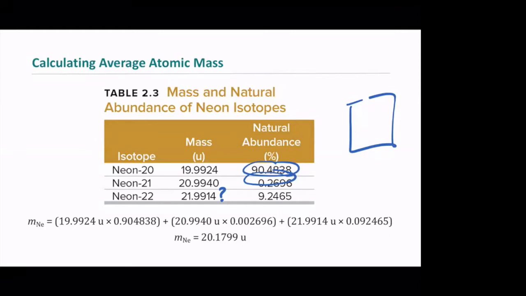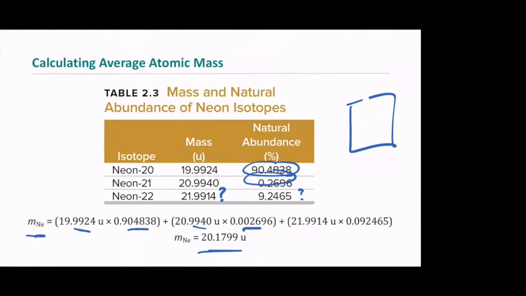Right? So you now have this number here, and you have this number and this number, and you have this number and this number. You can get this number by subtracting from 100, right? If I tell you it has 3 isotopes and I tell you the abundance of 2 of them, they have to add up to 100. So if I do 100 minus 90.483 minus 0.2696, I'll have this abundance here because I have 2 unknowns. I need 2 equations.